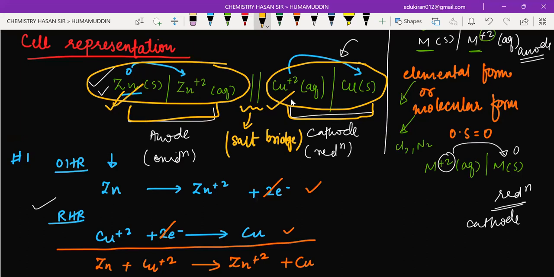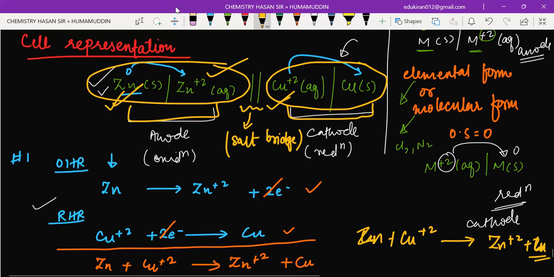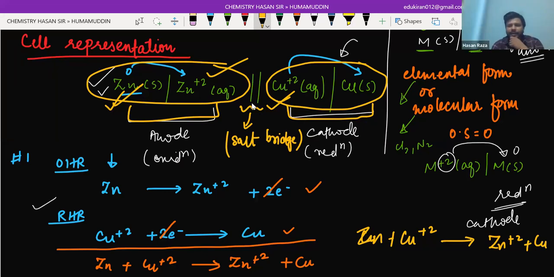Left will be added on left, like Zn will be added to Cu2+, and right will be added on right. Are you getting my point? This is very simple. Yes, sir. Left will be added on left and right will be added on right. And you need to take care of the charge.